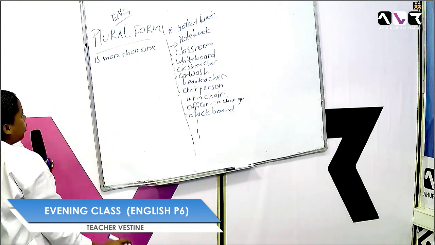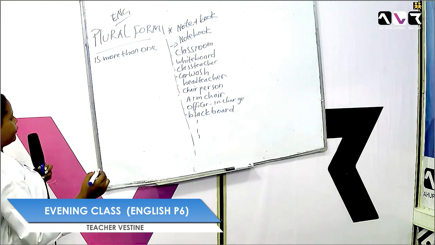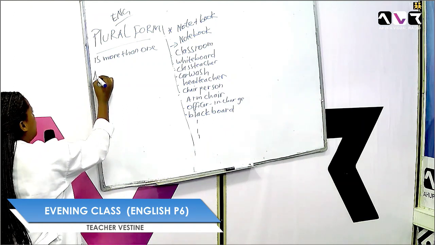Before we started that, common nouns are the ones which can take the plural form, but proper nouns must begin with a capital letter. When you write them, you start them with a capital letter. I mean the proper nouns. But the common nouns take the plural form.